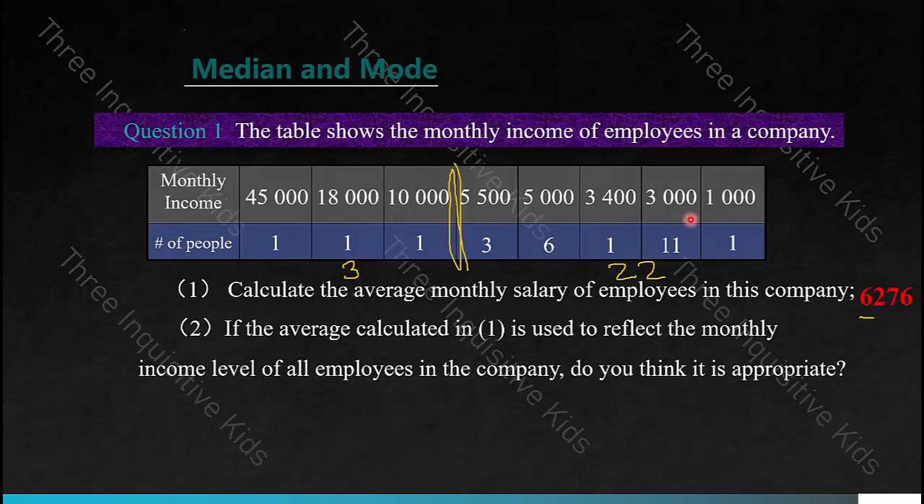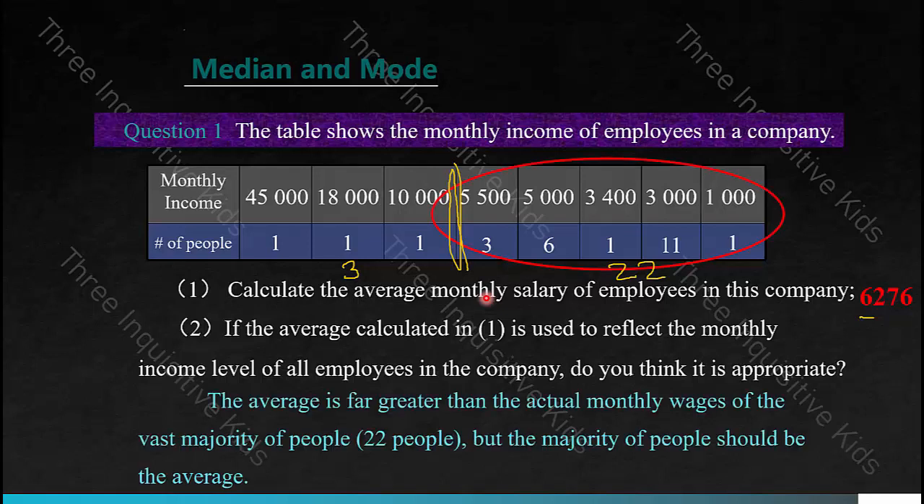So when calculating the mean, usually the mean is very much affected by these extreme data. And here, $45,000 is the extreme value. So it pulls the mean all the way up. So this does not make sense. This should not be used to reflect all of the income levels of the employees in this company. So what else can? The average is far greater than the actual monthly wages of the vast majority of people, 22 people, but the majority of people should be the average, which in this case is not.